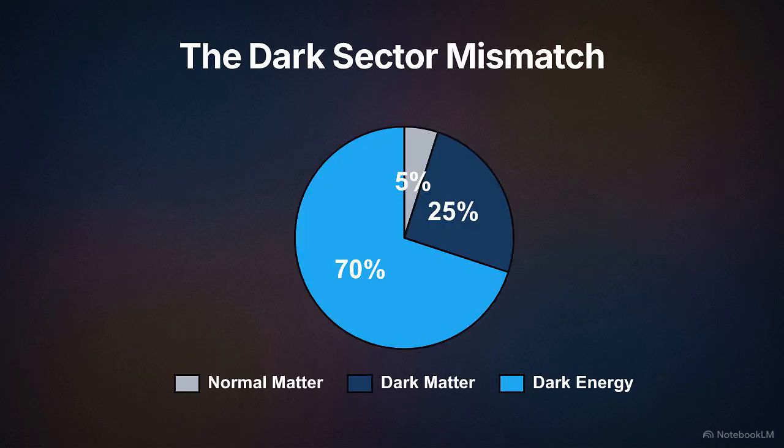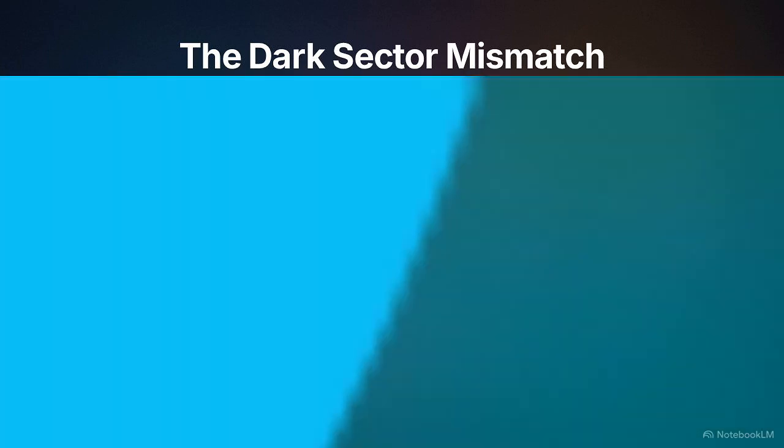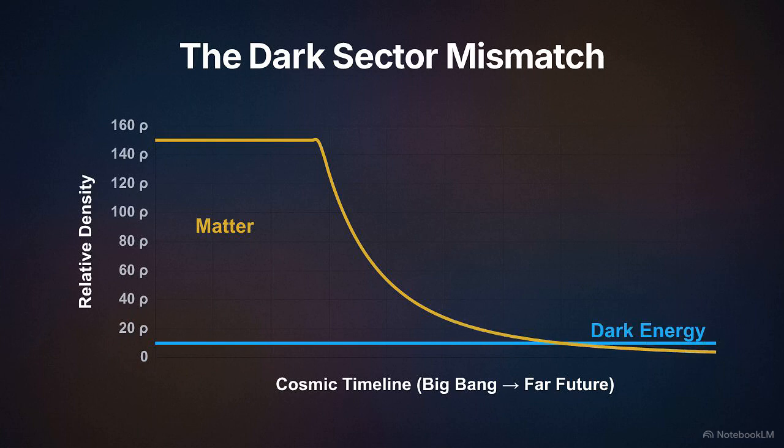Lambda-CDM requires unknown placeholders, dark energy and dark matter. Yet calculating theoretical vacuum energy yields a figure vastly larger than the dark energy observed. We also face a coincidence, occupying the specific cosmic epoch where matter and dark energy densities are comparable.